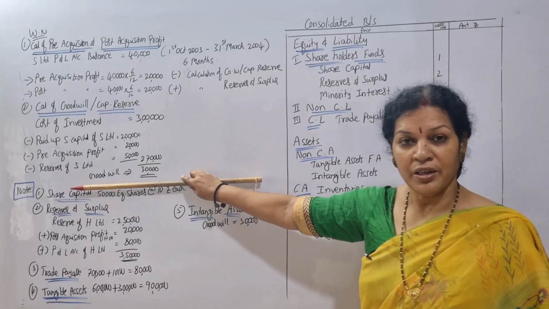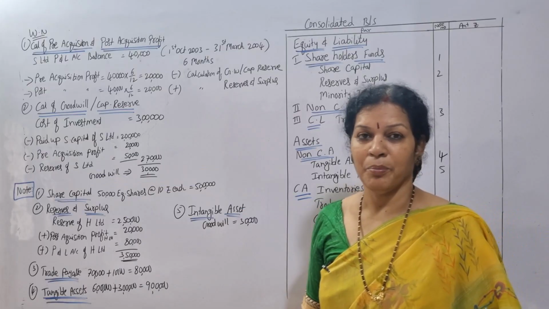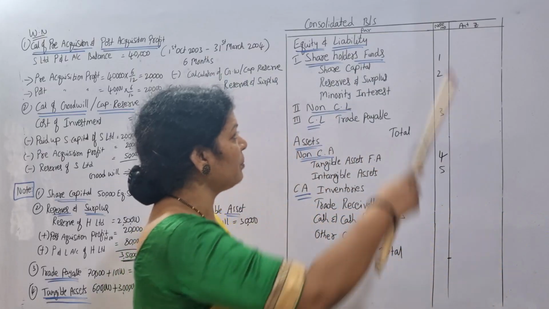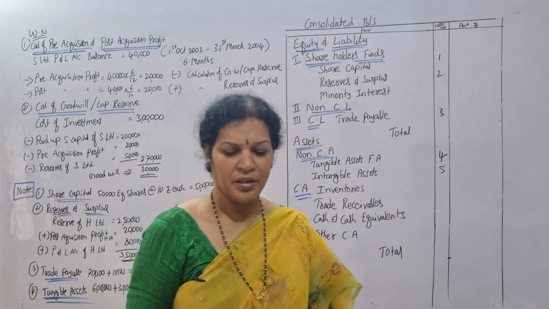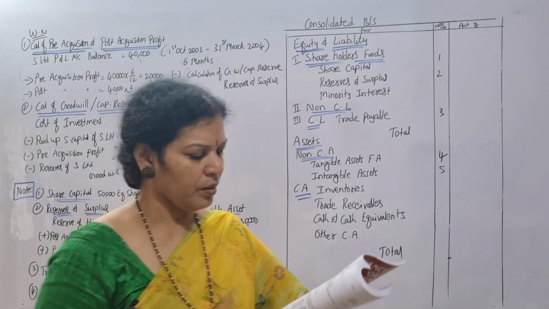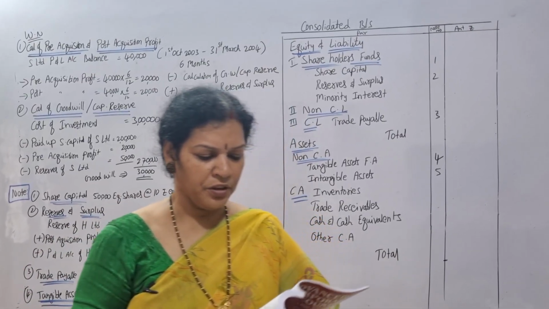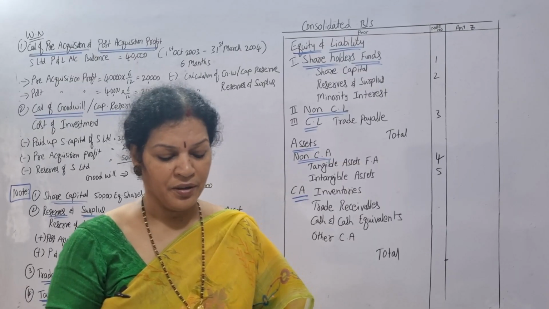Up to here, if you are clear, then we'll go to the balance sheet, the consolidated balance sheet. The format is already written the same as it is, no changes at all. Now if you see the problem, first share capital. Share capital is here 5 lakh.